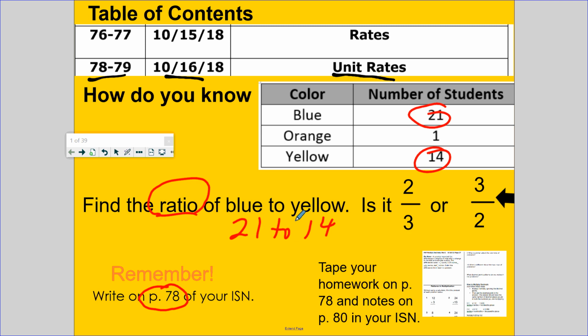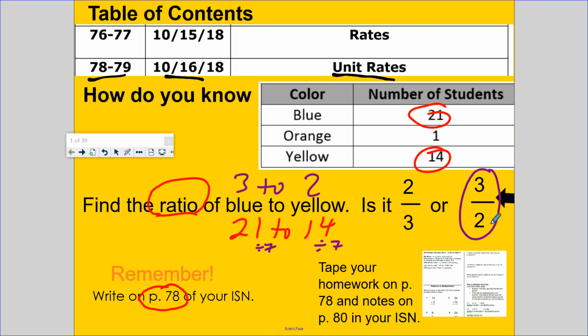Can we simplify this? I'm going to take out a different pen color now. What can I divide both of these numbers by? What about dividing both of these numbers by 7? 21 divided by 7 is 3. 14 divided by 7 is 2. So which one of these shows 3, 2? The second one. Does it matter which number comes first? Yes, it does. 21 represents the blue, so 3 represents the blue. 3 blue. 14 is yellow, 2 is yellow, 2 yellow.